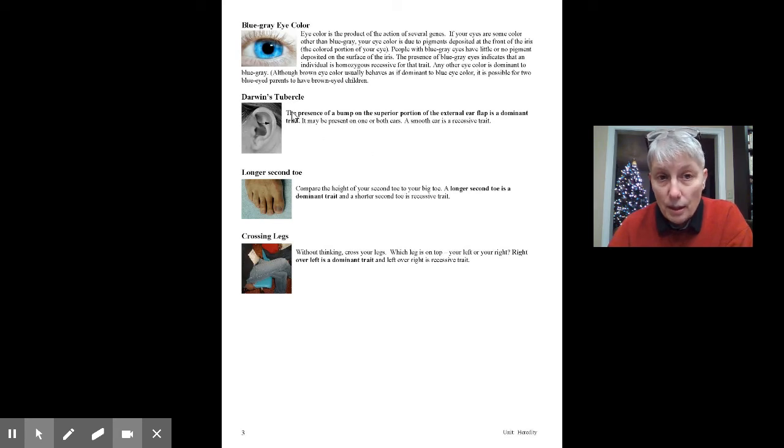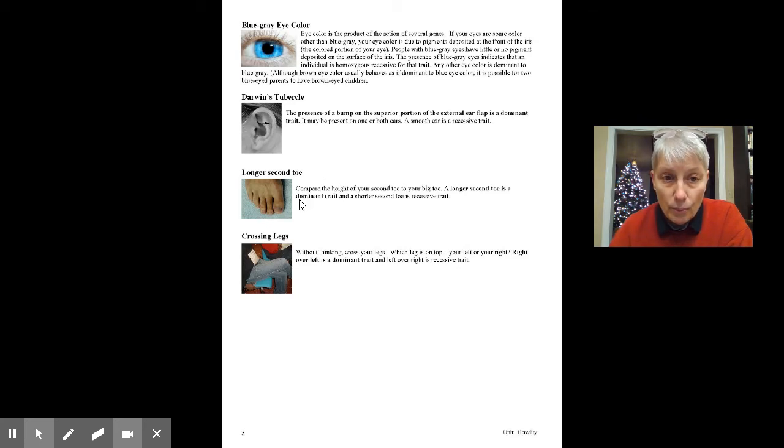The next one, a lot of times we don't talk about so much in class, is the Darwin's tubercle. It's the presence of a bump right here on the ear, and I have a little bit of one. So if it's smooth, that's recessive, but mine is not smooth. I know it's not, so it's dominant.